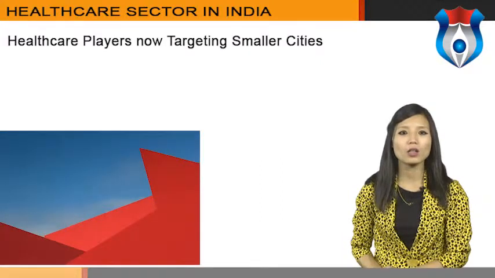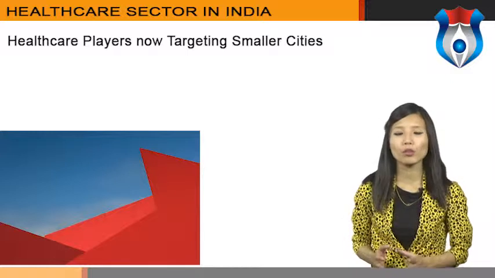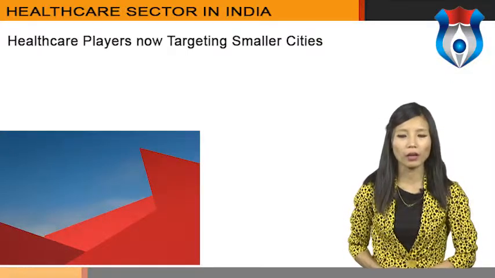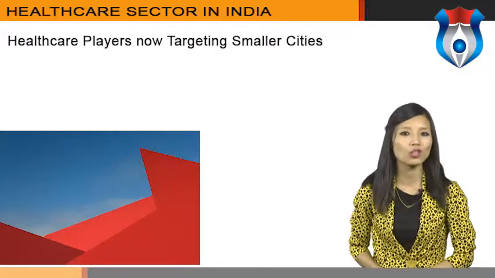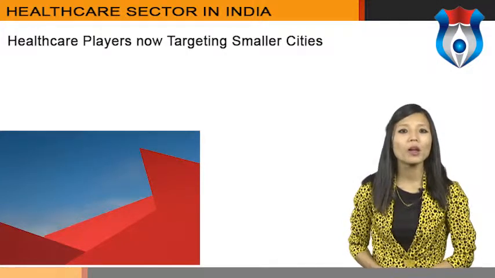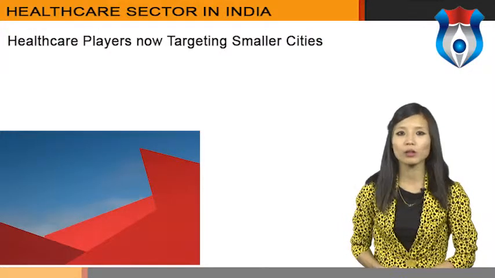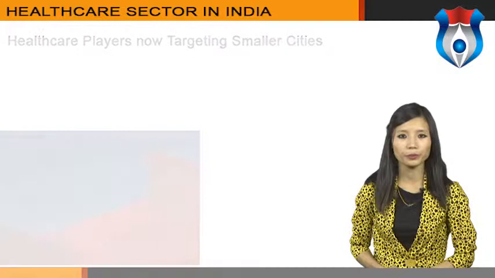Healthcare players now targeting smaller cities. Increasing focus on unexplored regions of India in terms of healthcare. Growing need for improved healthcare infrastructure in Tier 2 and 3 cities. Better access owing to development of new national or international airports, for example Visakhapatnam, Nagpur.